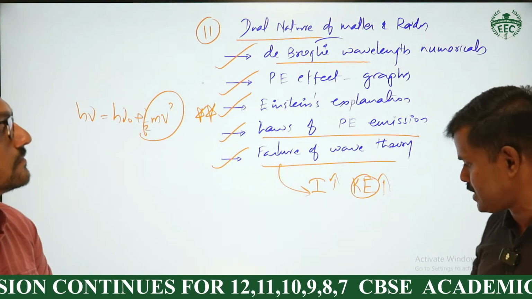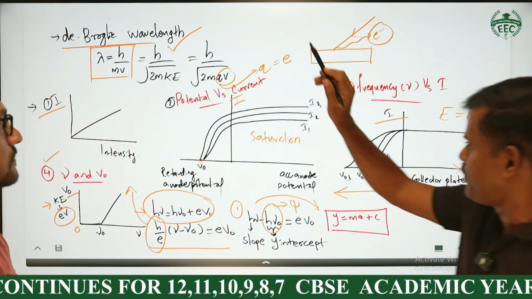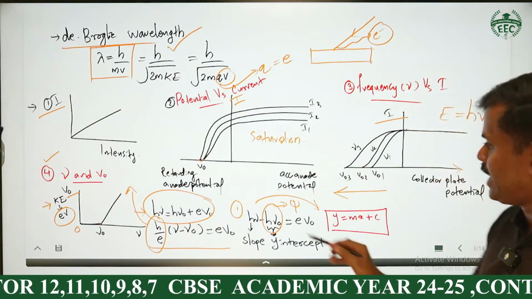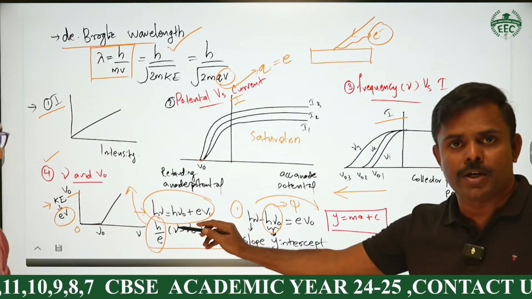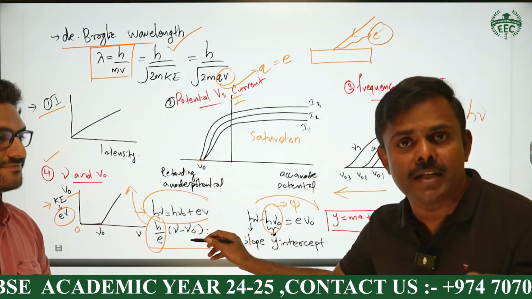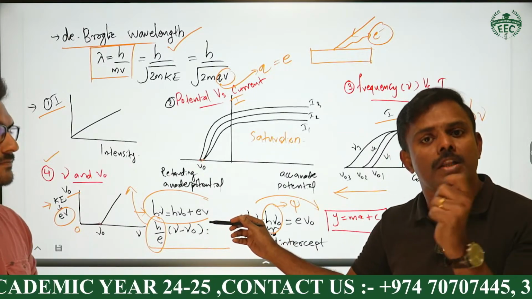In the photoelectric effect, all the graphs are important. This graph is important, this one is important, and this one is the most important, because they will ask you to draw this graph, and they will ask you to find the Planck's constant or the work function.